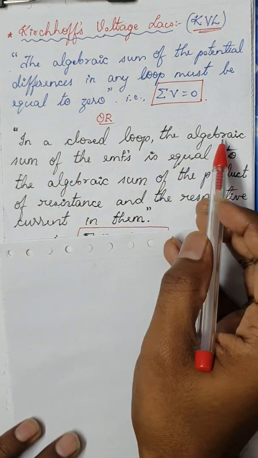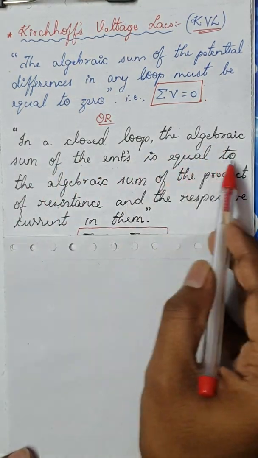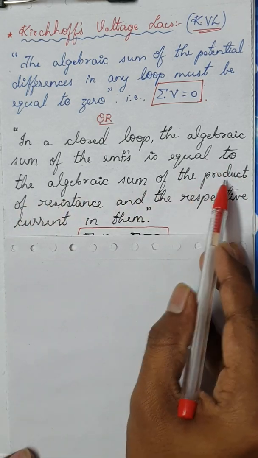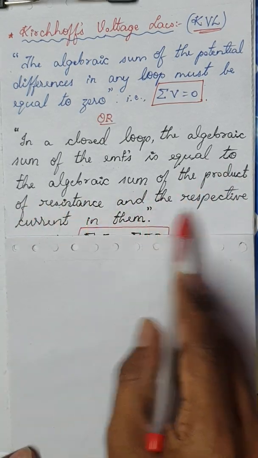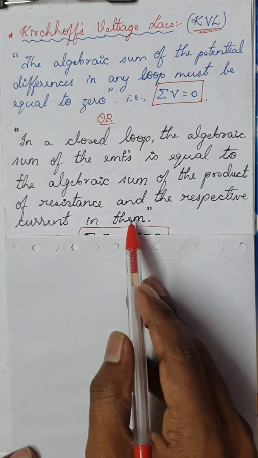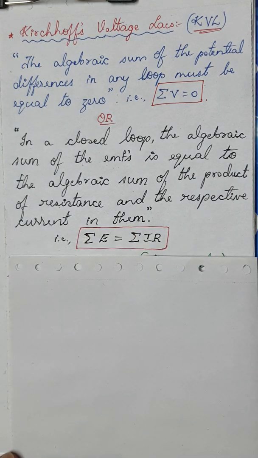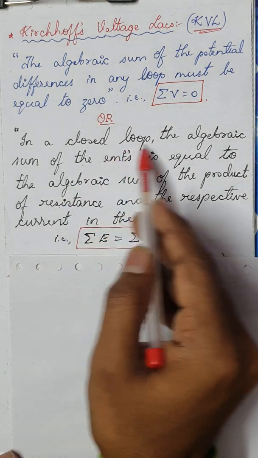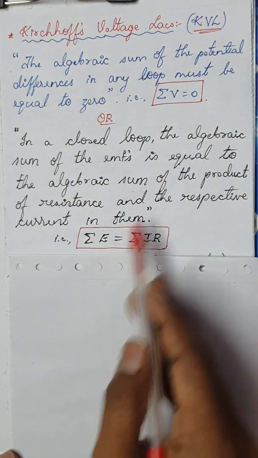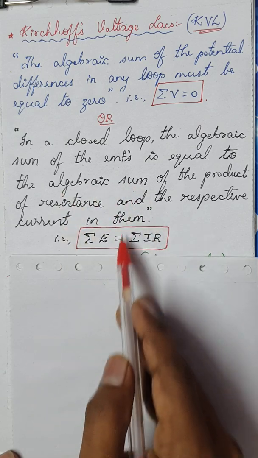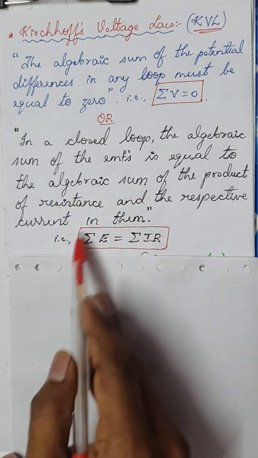So in a closed loop, the algebraic sum of the EMFs is equal to the algebraic sum of the product of resistance and the respective current in them. It is denoted by summation of E. What is summation of E? That is the algebraic sum of the EMFs, which is equal to the algebraic sum. So it is very easy to remember in this way.